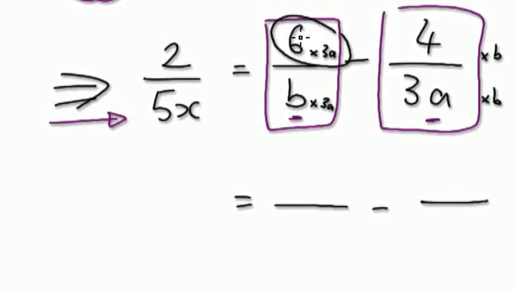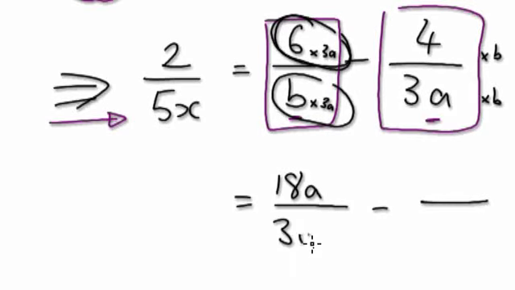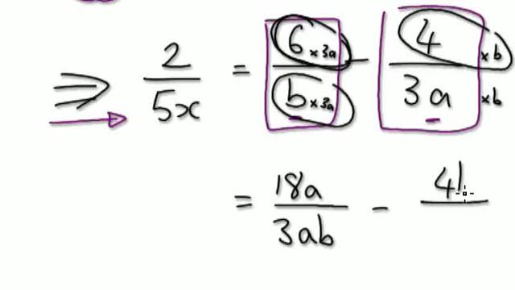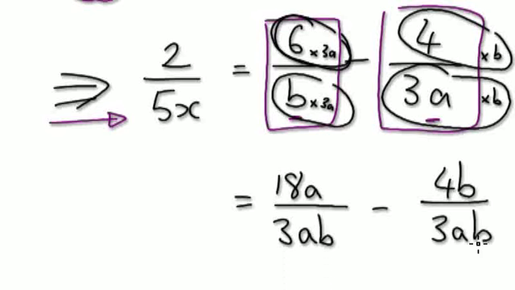6 times 3a. Well, 6 times 3, 18. 18a. Well, basically 6 times 3a would be 18a. b times 3a would be 3ab. I like to keep it alphabetical. You could do 3ba. Well, it's pretty much the same. Now this one here, 4 times b would be 4b, and 3a times b would be 3ab. See that? The two denominators are the same now.